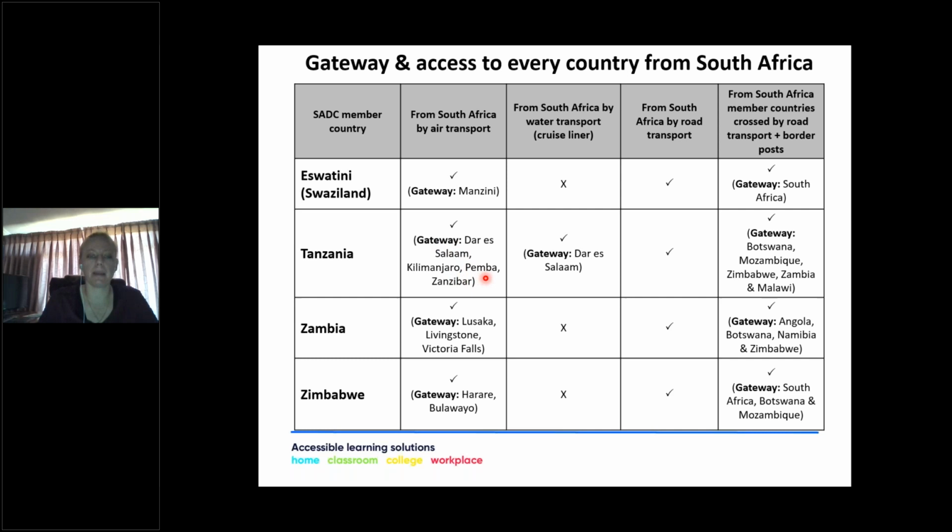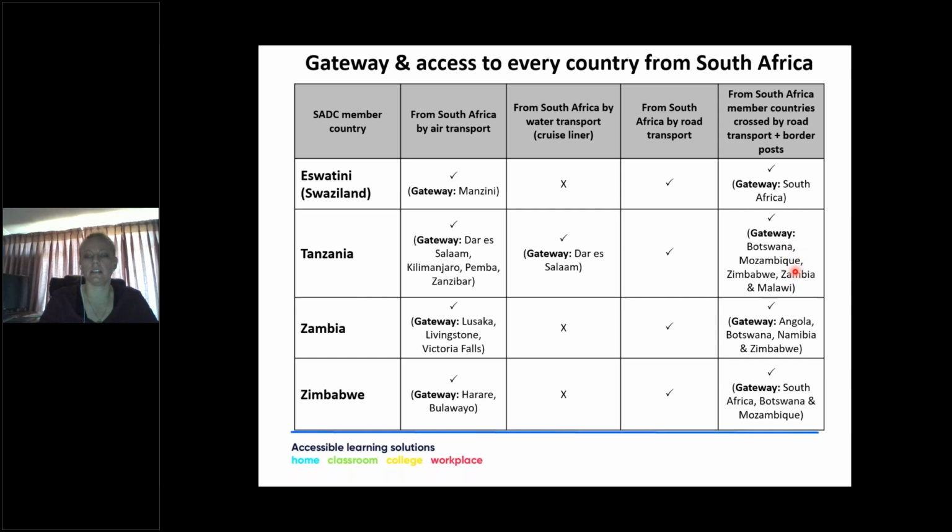Then Tanzania, the gateway for air transport will be Dar es Salaam, Kilimanjaro, Pemba, or Zanzibar. Via water transport, also Dar es Salaam. You can also reach it via road transport. The gateways from South Africa to Tanzania will then be Botswana, Mozambique, Zimbabwe, Zambia, Malawi.